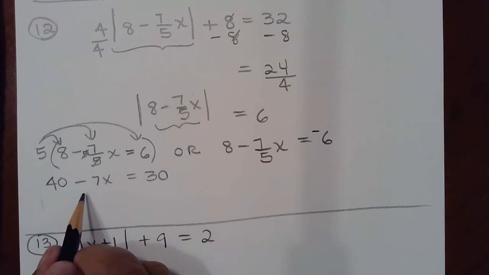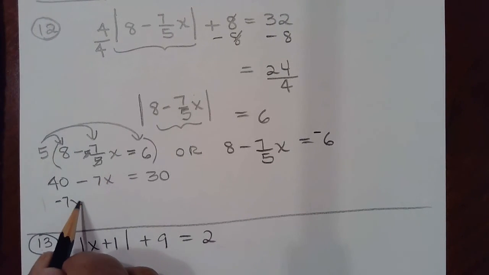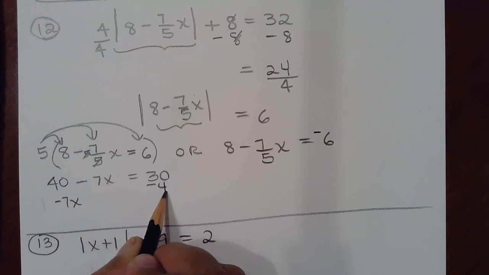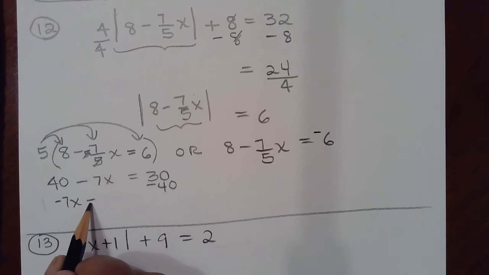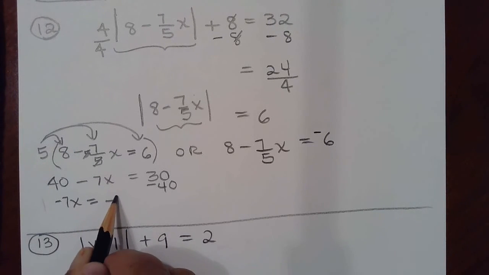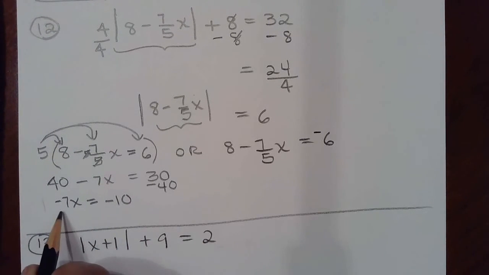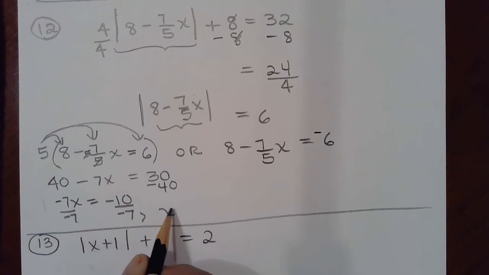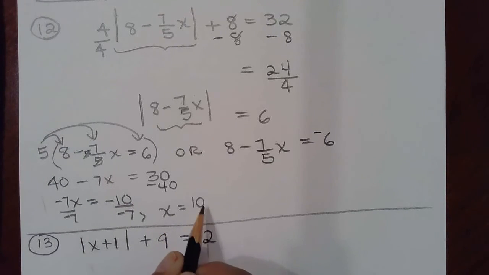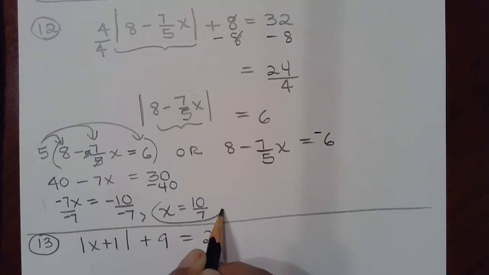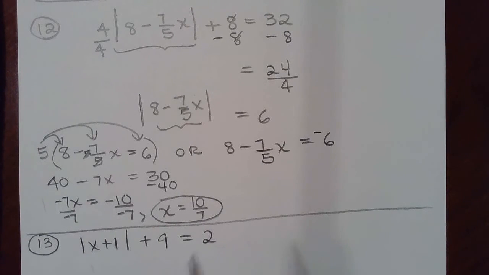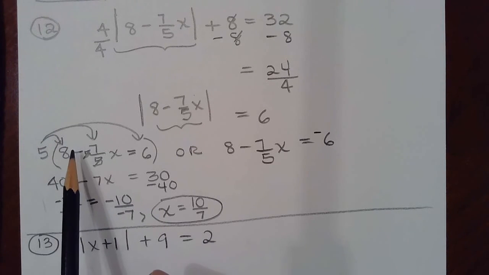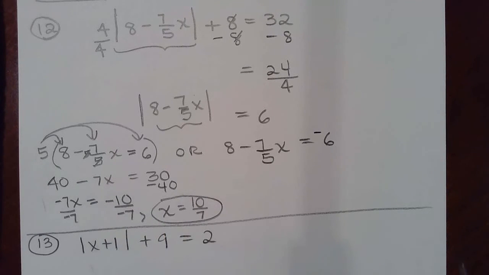See if I can squeeze this in. So this will be -7x. I'm going to bring this 40 over here, and it's going to be -40. And then you'll have 30 minus 40 is -10. Divide by -7, divide by -7, and one of your solutions comes out 10/7. Okay, that's one of the answers. Let me just make sure I did this right. 5 times 8 is 40. 5 times this middle term would just get rid of the denominator, leaving you with -7x. Then 5 times 6 is 30.